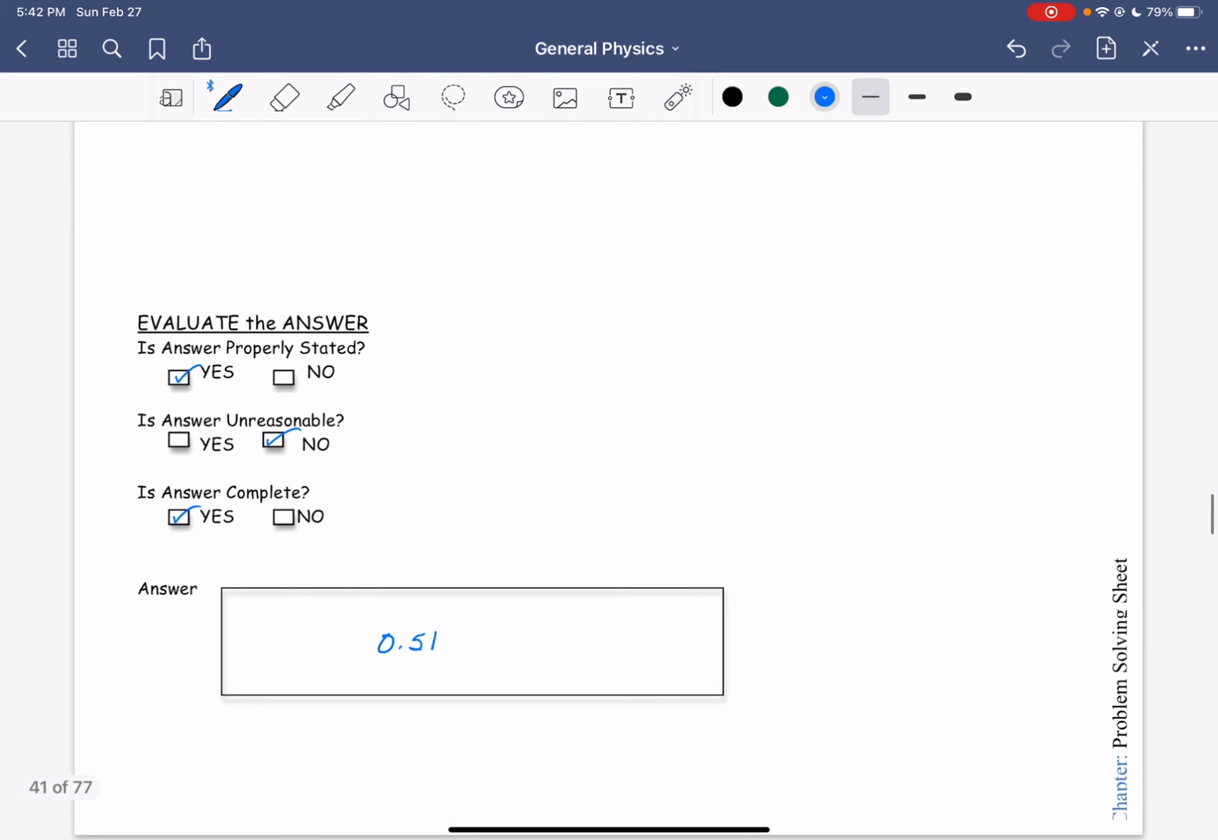To finish off my problem solving, I have to evaluate the answer. Does my answer answer the question that was given? Is it reasonable? Is it complete? So I said yes, it is properly stated. No, it is not unreasonable. And yes, the answer is complete. So again, my answer is 0.51.